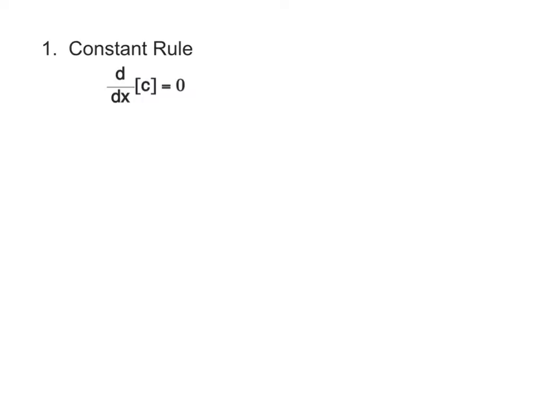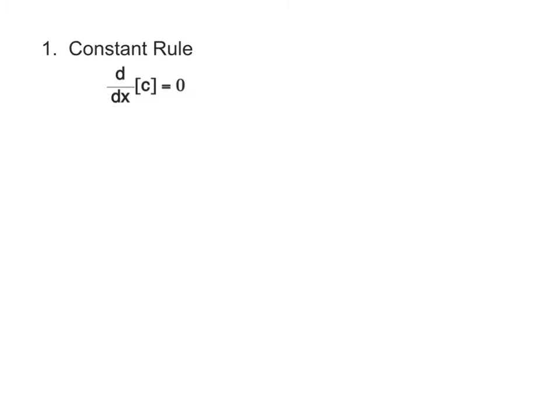But before we go any further, I want you to notice the new notation that I'm using, the d over dx. That just represents the derivative in a different way. It's saying the derivative of whatever's inside the brackets. So here it says the derivative of a constant equals 0.